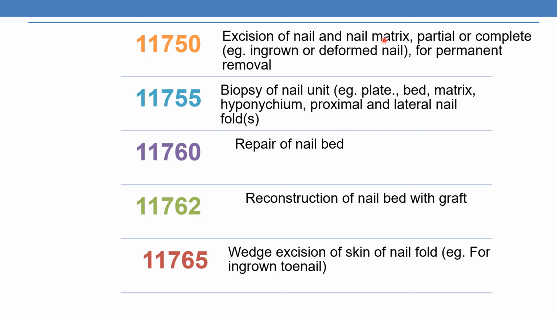For excision of nail and nail matrix, partial or complete, for example, ingrown nail, permanent removal is given by CPT 11750. The next is 11755, biopsy of nail unit. Example, plate, bed or matrix, hyponychium, proximal or lateral nail folds. The next is 11760, repair of nail bed.